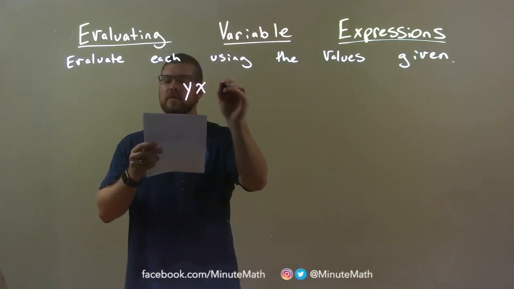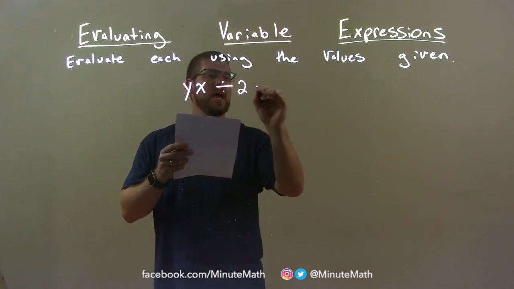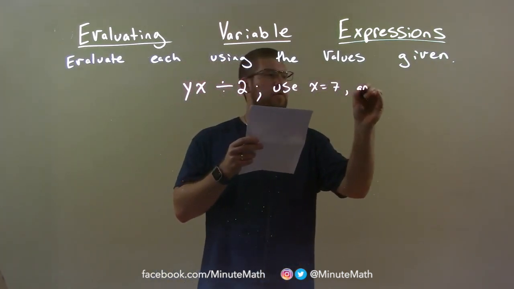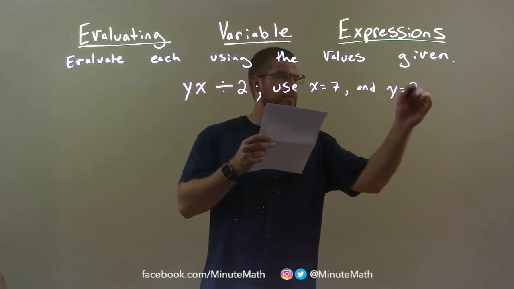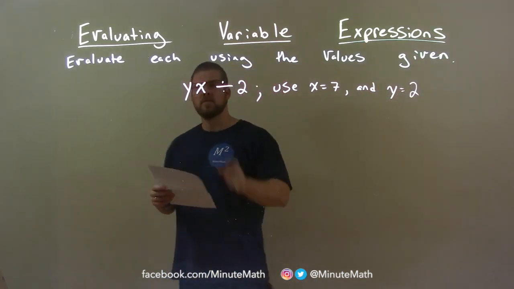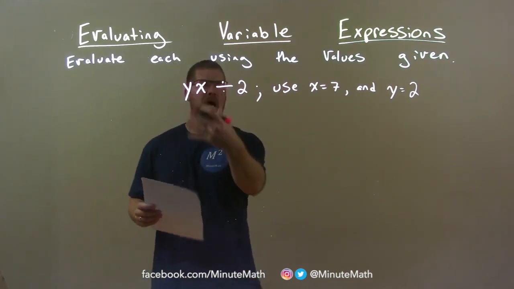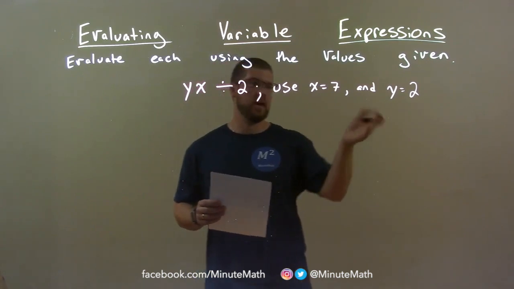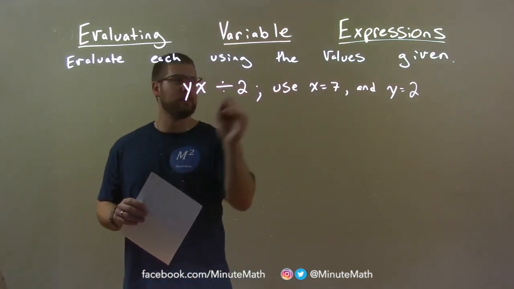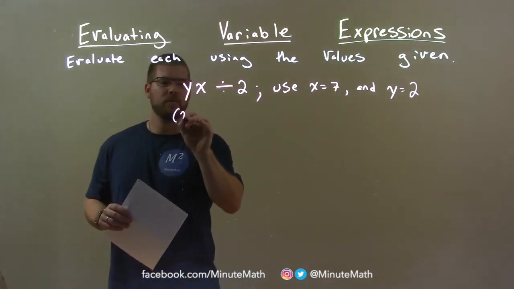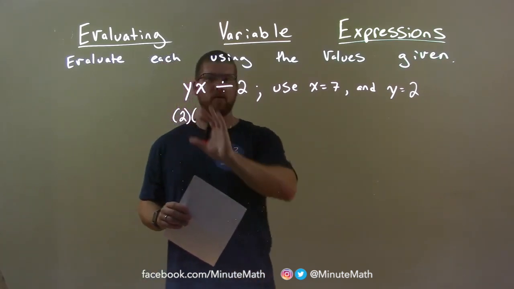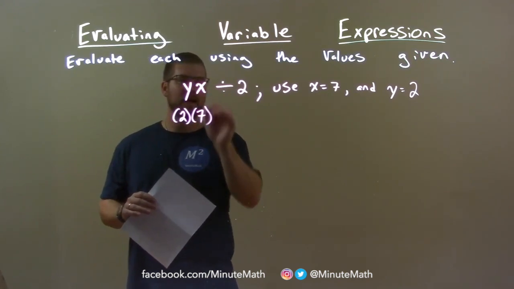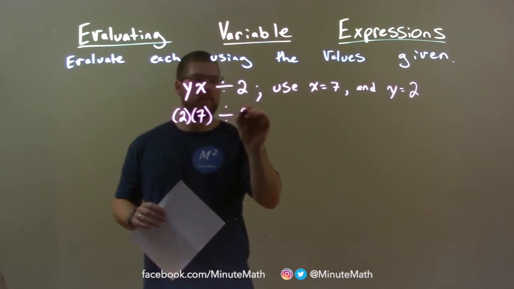Y, x divided by 2. And we have to use x equal to 7 and y equal to 2. Okay? So this yx is y times x. So we'll substitute in 7 and 2 for y and x, or x and y, and see where we're at. So y, they told us, was 2. And I put parentheses around it to help keep everything separated so I can see what's going on. Makes it clear. And x is 7. Then we divide by 2.